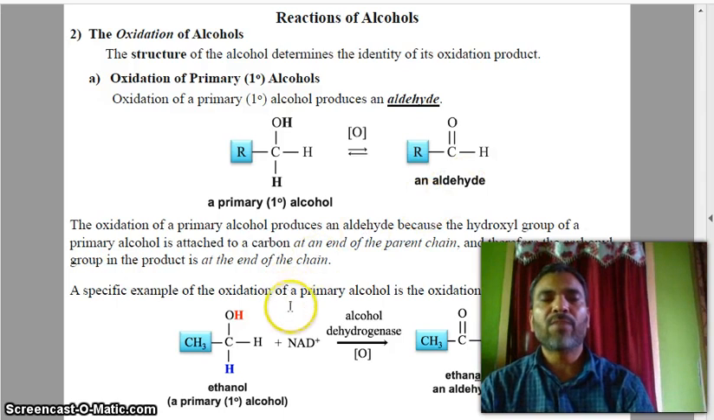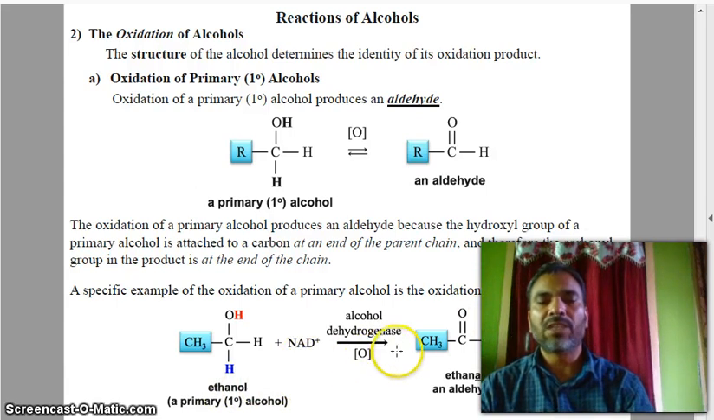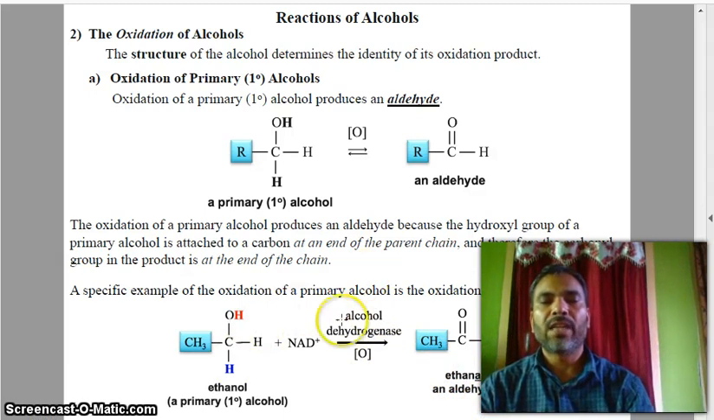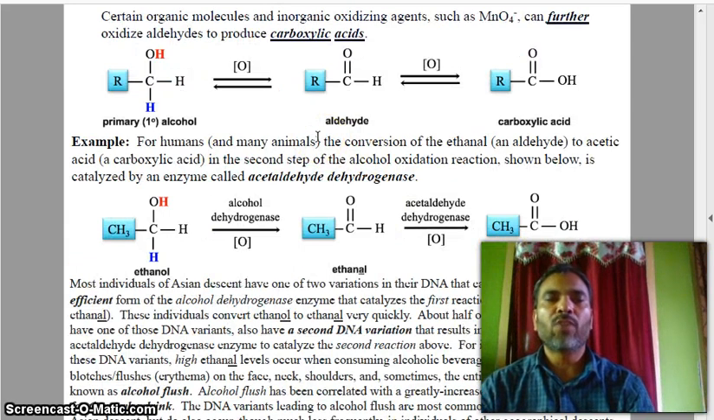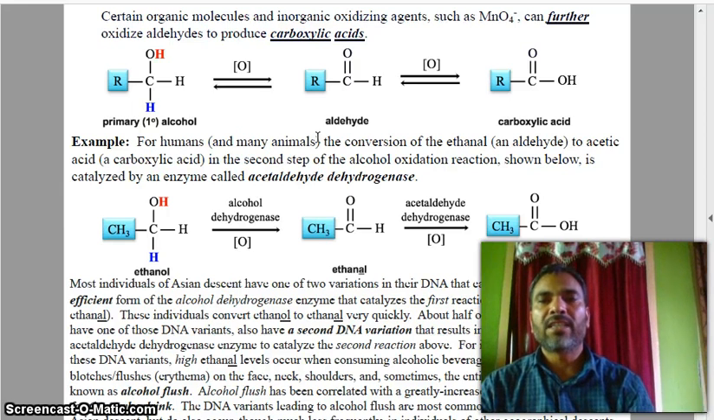A specific example of oxidation of a primary alcohol is the oxidation of ethanol. In the oxidation of ethanol, NAD plus and alcohol dehydrogenase give acetaldehyde and NADH, H plus. So this hydrogen is here and this hydrogen is here. Certain organic molecules and inorganic oxidizing agents such as permanganate can further oxidize the aldehyde to produce a carboxylic acid. A primary alcohol gives an aldehyde and then a carboxylic acid.